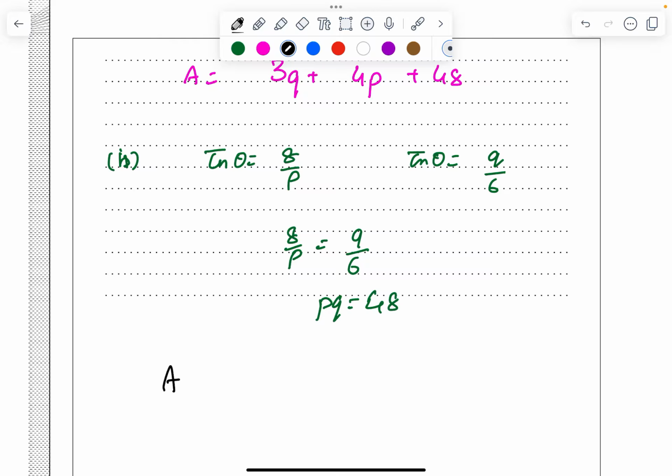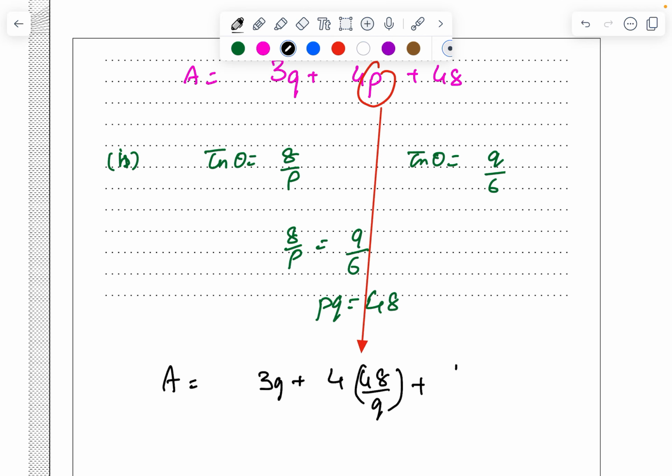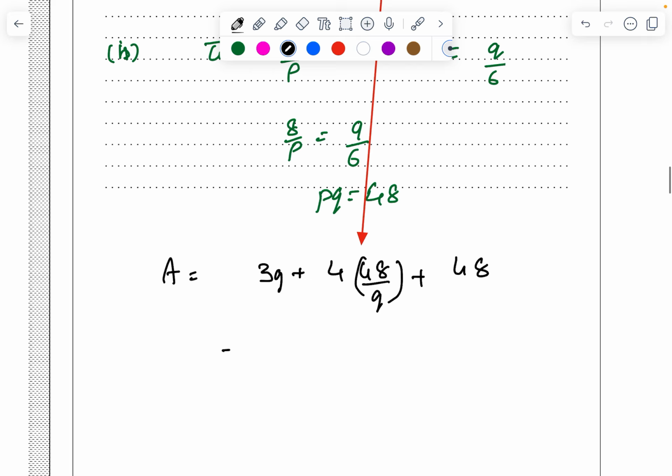So now A equals 3q plus 4p plus 48. What should p be? It can be written as p equals 48 upon q. So which is going to be 3q plus 192 upon q plus 48. That's going to be the answer.